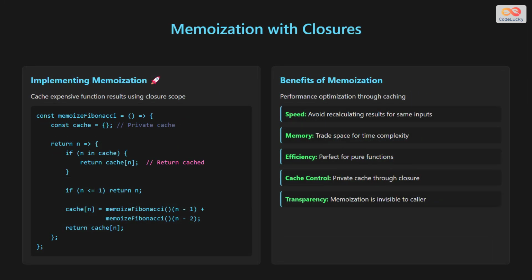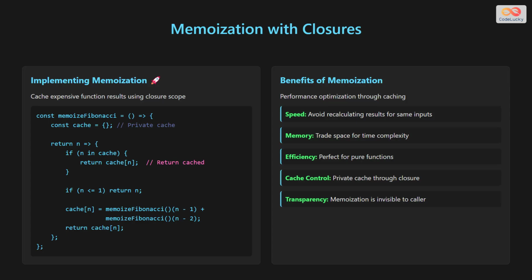Closures can be used to implement memoization. Memoization is an optimization technique where the results of expensive function calls are stored in a cache. When the same function is called again with the same inputs, the cached result is returned instead of recalculating it again. Here we have a memoize Fibonacci function.